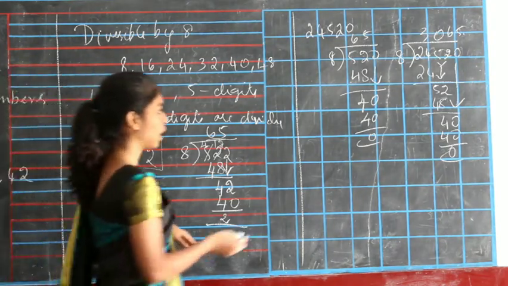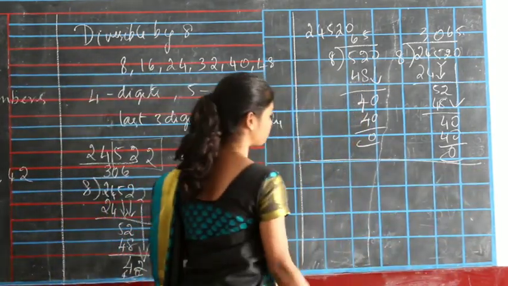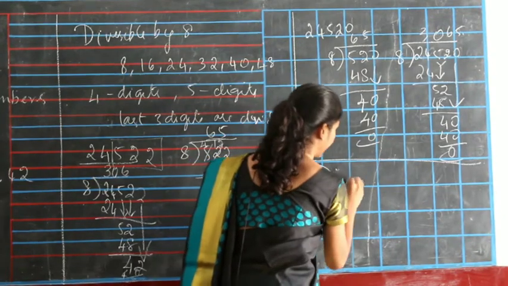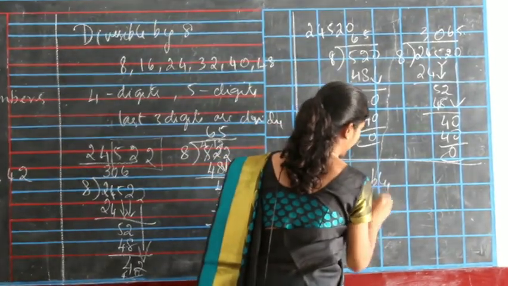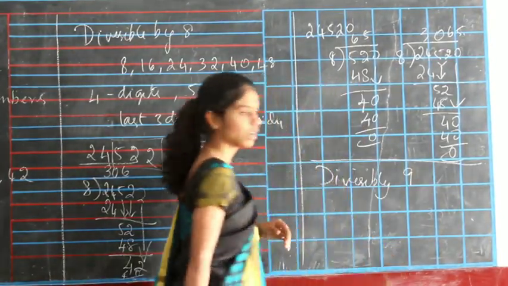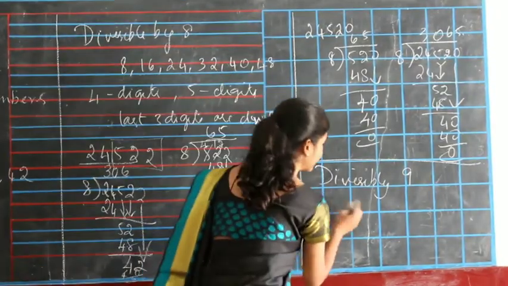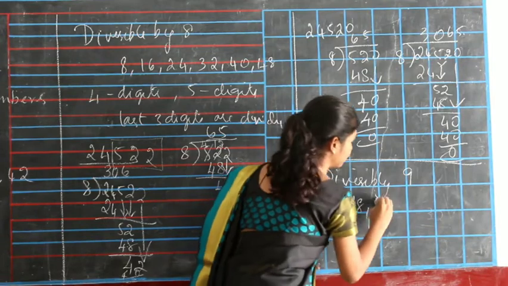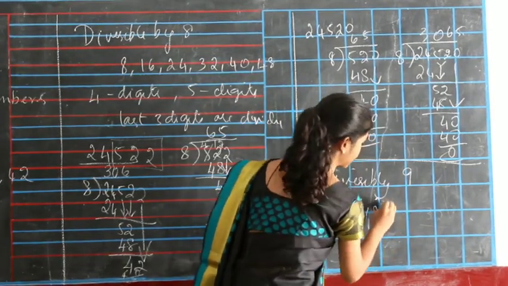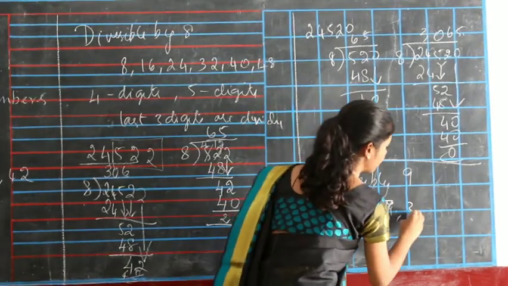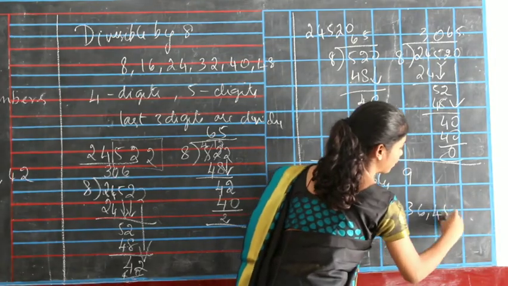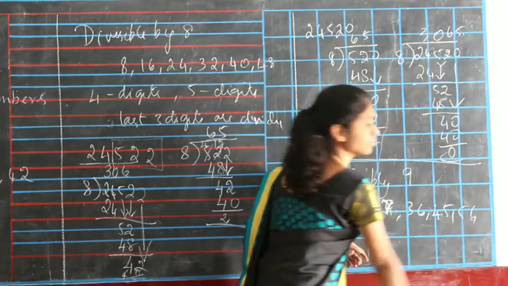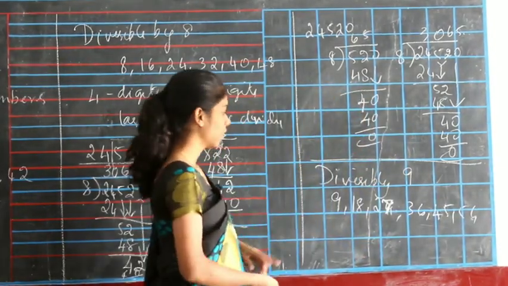Okay, so now we are going to see divisibility by 9. Okay, now we'll write the multiples of 9. 9, 18, 27, 36, 45 and 54. Okay, it goes on.